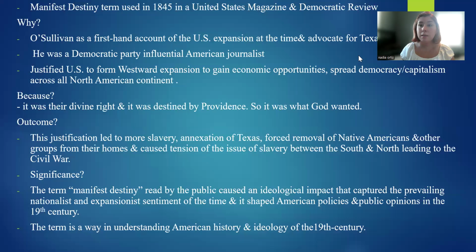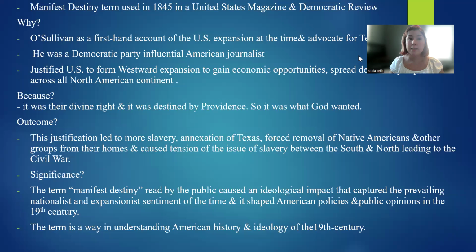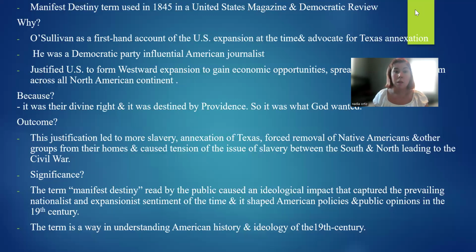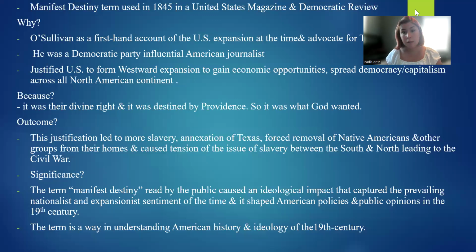Okay, so again, according to the video and the primary source, Manifest Destiny was a term used by John O'Sullivan in 1845 in the U.S. Magazine and Democratic Review as an essay. And this was because O'Sullivan was a first-hand account of the U.S. expansion at the time, and he also was an advocate for the Texas annexation. He was part of the Democratic Party and an influential American journalist.